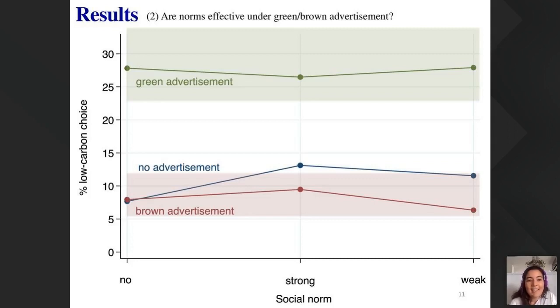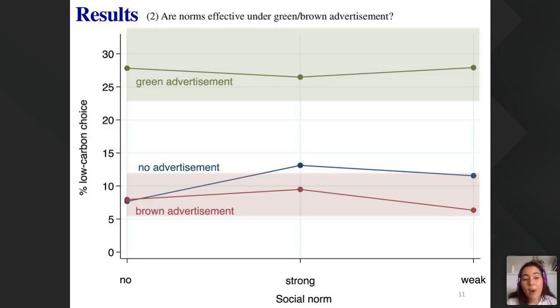So what we see is that when green advertisement is combined with a strong or a weak norm, the points fall into a confidence interval, and that means the effect is not different. So it's the same presenting green advertising as green advertising combined with a norm. And this result is quite surprising because they both go in the same direction, and you would expect some interaction effects that would trigger more low carbon choice, but it's not the case. It's exactly the same showing green advertisement as green advertisement with norms.